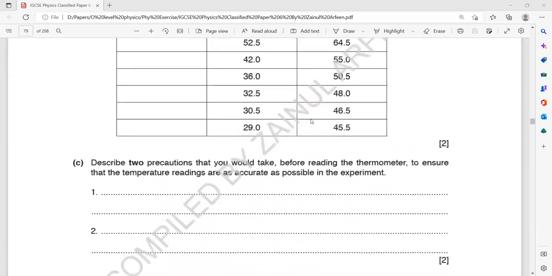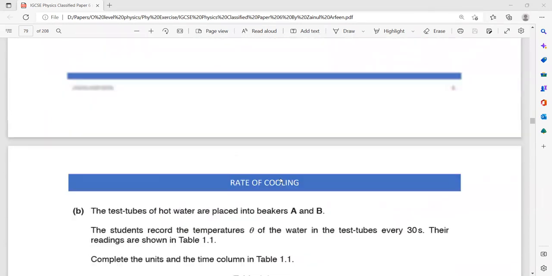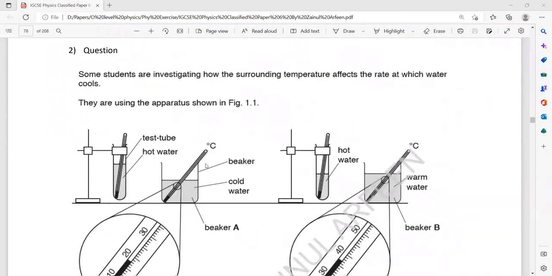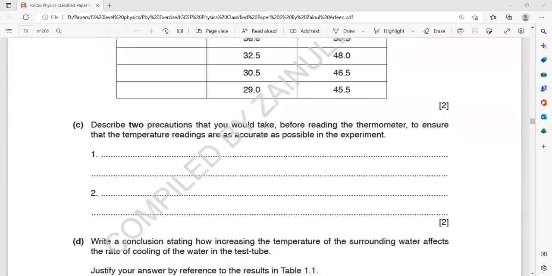Describe 2 precautions you would take before reading a thermometer to ensure that the thermometer readings are as accurate as possible. We want to look perpendicular to the scale. Can you repeat? Sorry, I missed your point. Look perpendicular to the scale. Look perpendicular or look at a right angle. That's right. Or avoid a parallax error. Check. Avoid a parallax error.